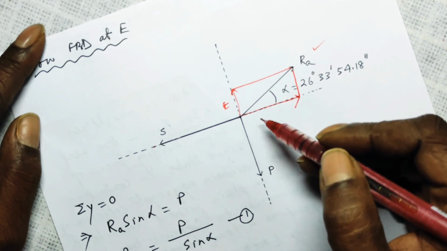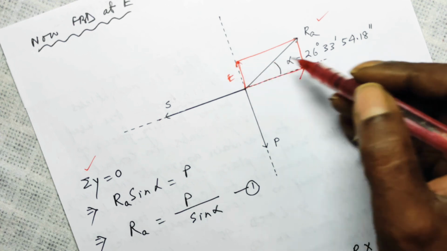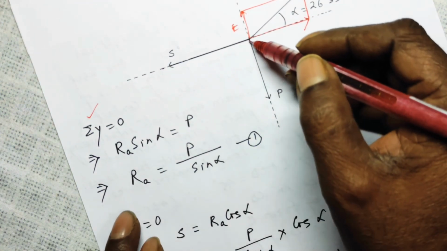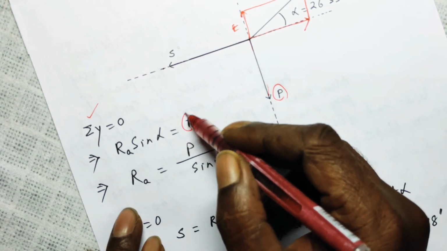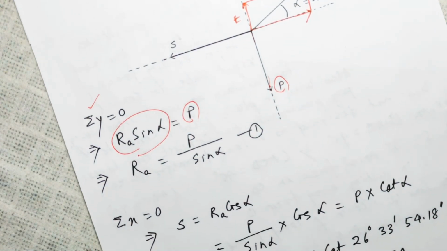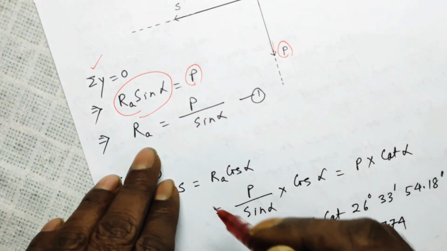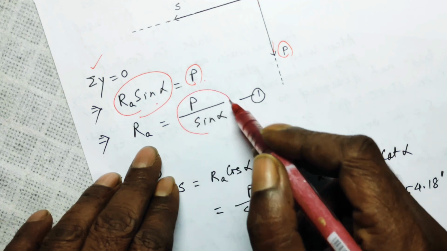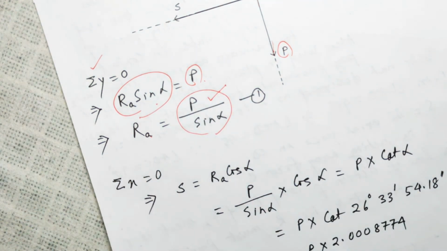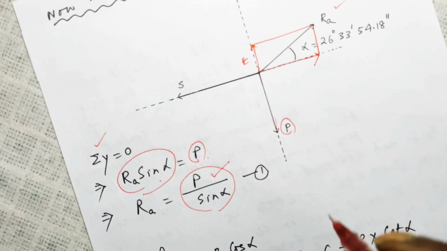So let us apply sigma y is equal to 0, means to this side is your RA sin alpha. So RA sin alpha will be equal to P in magnitude, and since they are already opposite in direction, if the magnitudes are equal, they will cancel. So that will make sigma y is equal to 0. So sin alpha comes to this side, so RA is equal to P over sin alpha, make it as equation 1. Then apply sigma x is equal to 0.